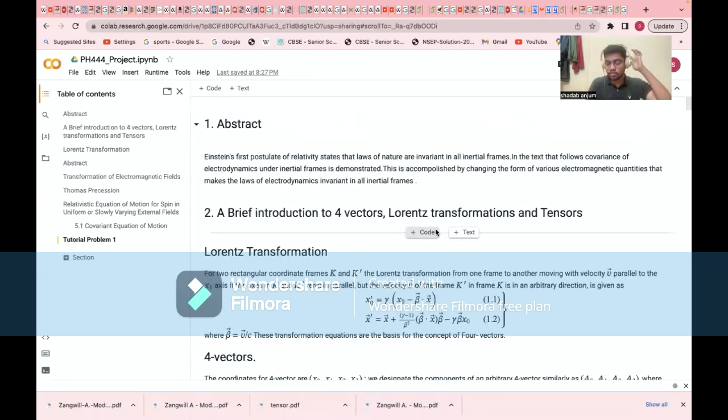And the topic of our presentation is covariance of electrodynamics, which is basically the invariance of Maxwell's equations and the laws of electrodynamics as we change frames, inertial frames.